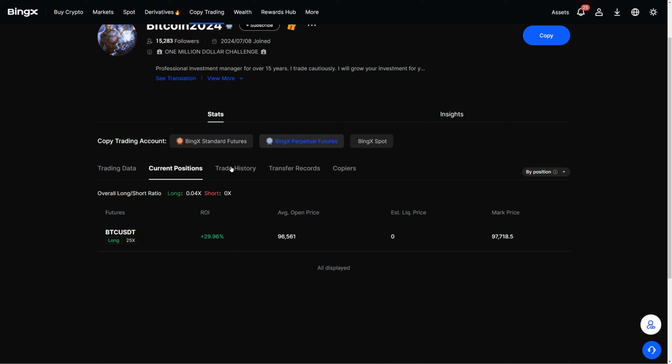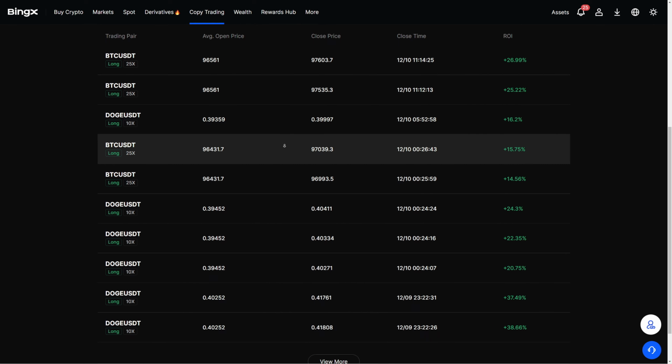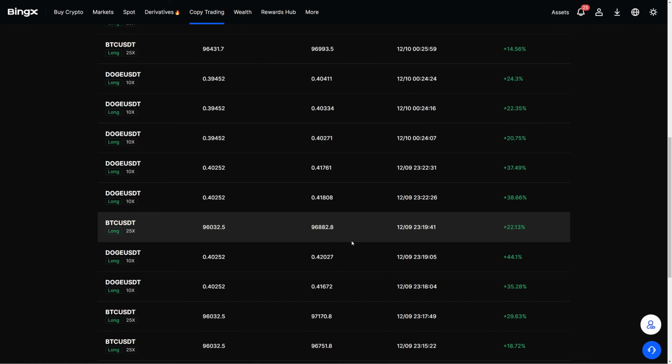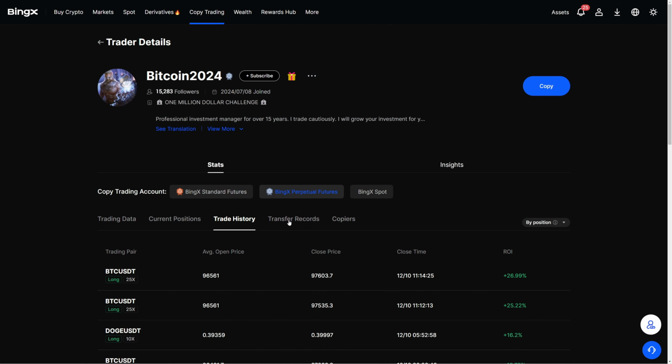And then we can look at the trade history where we can see his last trades. And this actually looks very good. This guy has an incredible win rate. He is winning most of his trades. This looks very, very good. So overall, we can say that this guy is looking like a reliable trader.